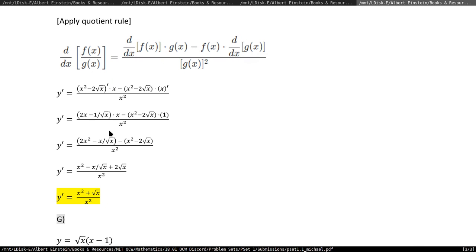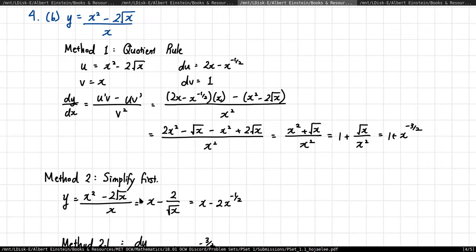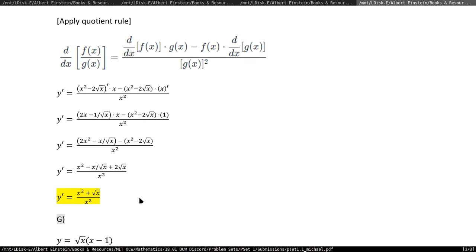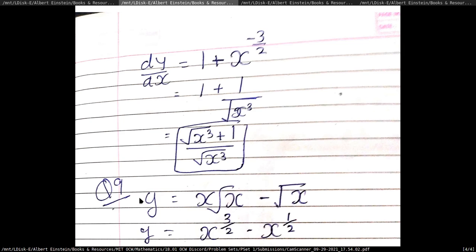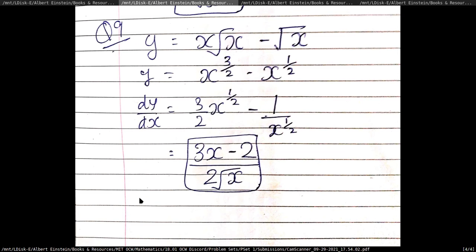Oh yeah, it's the same thing. It's just that this simplifies to 1 plus x to the... yeah. And the last one is root x times x minus 1, which is the easiest one, I guess.